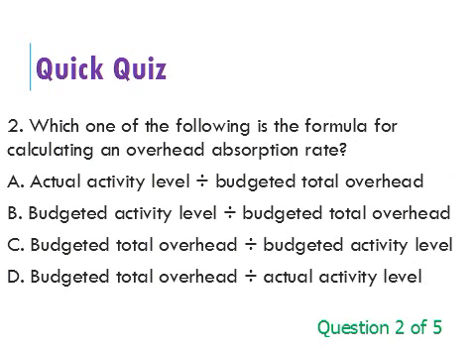Question 2. Which one of the following is the formula for calculating an overhead absorption rate? A. Actual activity level divided by budgeted total overhead. B. Budgeted activity level divided by budgeted total overhead. C. Budgeted total overhead divided by budgeted activity level. D. Budgeted total overhead divided by actual activity level.